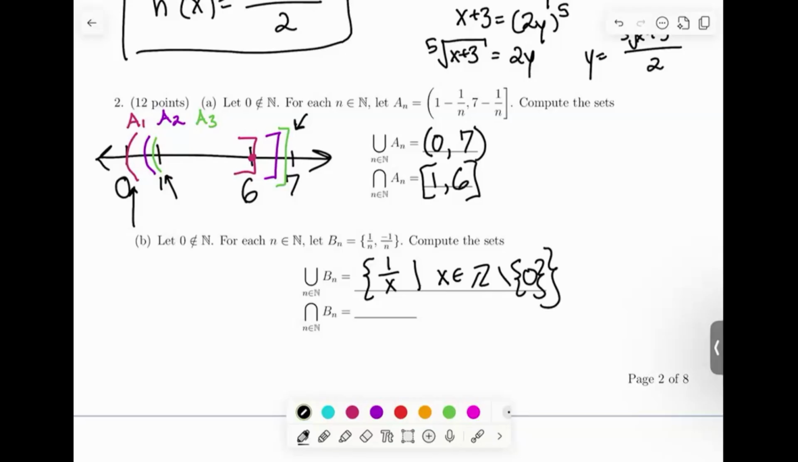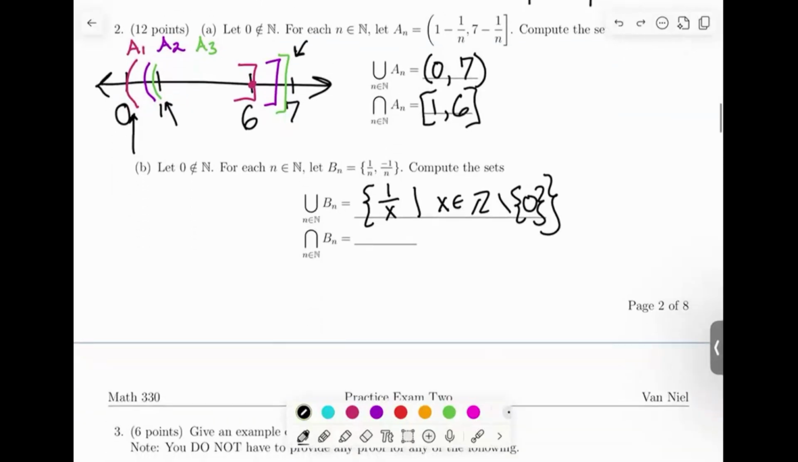There's tons of other ways you could explain it, but you can see I get 1 and -1, 1/2 and -1/2, 1/3 and -1/3, et cetera. Of course I can't divide by 0. But then the intersection of all of these, well, actually none of them have anything in common.